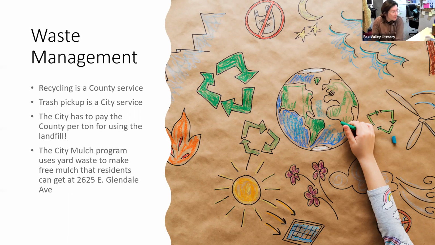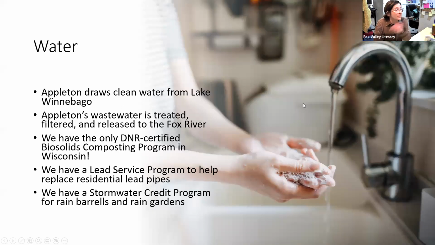We have a city mulch program that uses yard waste to make free mulch that residents can get at 2625 East Glendale Avenue. That's just another resource that I like to share and promote that's available for city residents. It's not necessarily the most timely at this time of the year, but if you're wondering what happens to all of those leaves that they're collecting right now, they get turned into mulch.